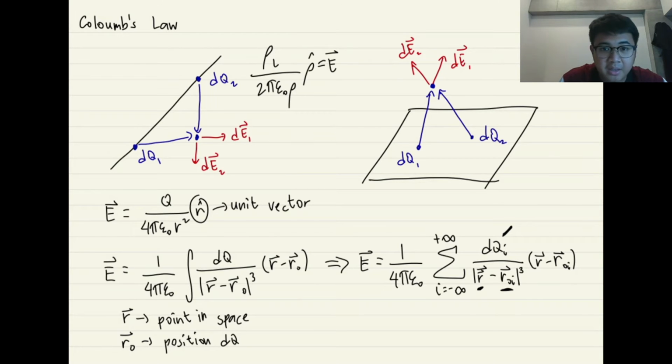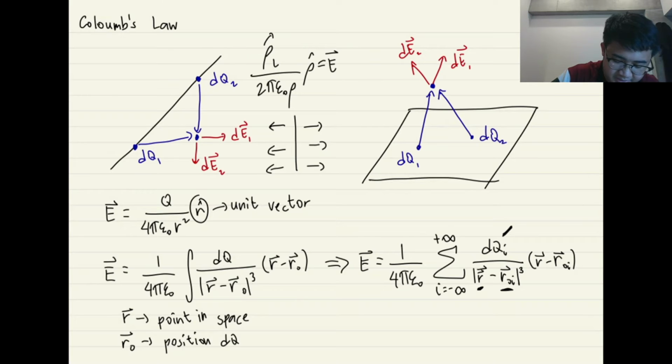So what does this mean? Well, it just means that your line charge density emits an electric field perpendicular to it. Sorry, I forgot to mention that rho L here is the line charge density, which is in coulombs per meter.